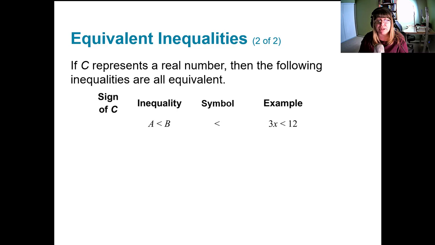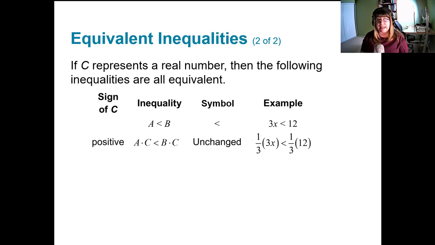Let's say C represents some real number, and we're saying that A is less than B, our symbol is less than, and we're going to give you an example of 3x is less than 12. If we multiply both sides of the inequality by C, for example, 1/3 times 3x is less than 1/3 times 12, the symbol does not change. Now I'm going to give you numbers because sometimes it's easier to see with numbers what's going on. I'm going to say 2 is less than 10. That's a true statement. A is 2 and B is 10.